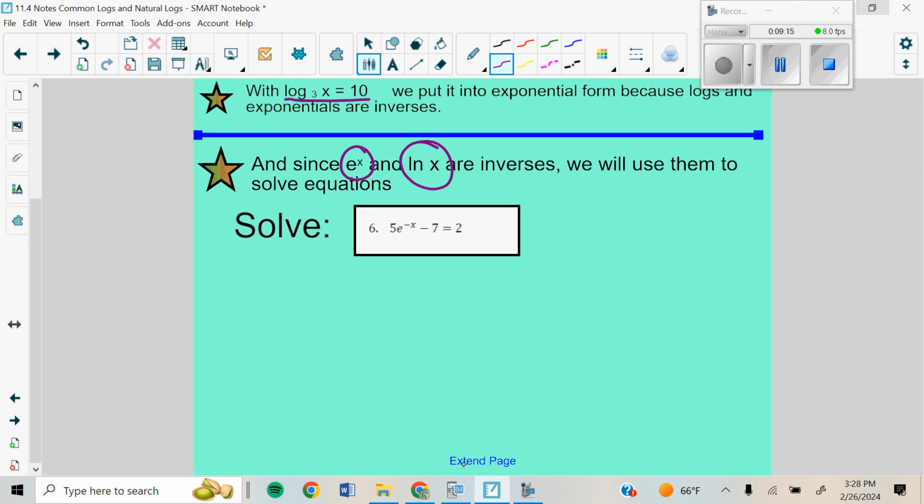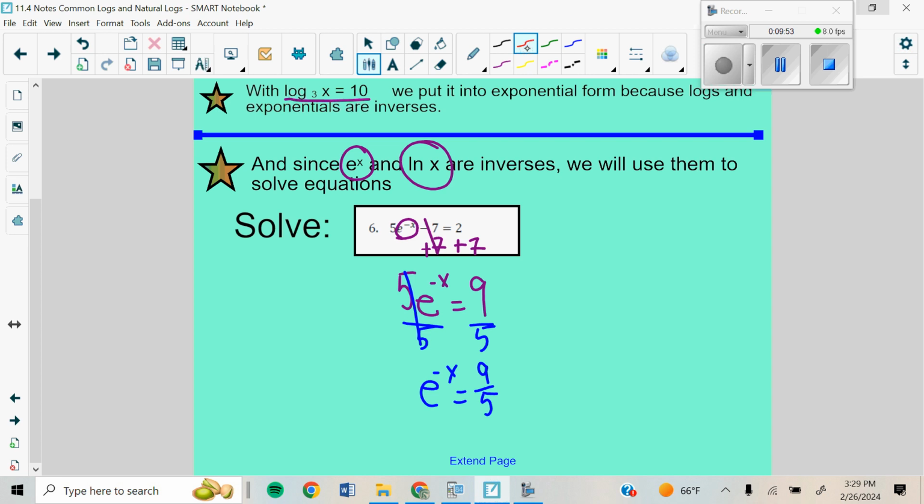All right, so let's start with this first one. Just like solving any other equation, we are going to isolate the variable, and that is in the exponent of e. So the first thing we're going to do is add 7 to both sides. So 5 e to the negative x equals 9. Our goal, again, is to get that e term by itself, so we're going to divide both sides by 5. Now, I know our temptation generally is to take 9 divided by 5 right into our calculator, but we want to leave it like that just for now.